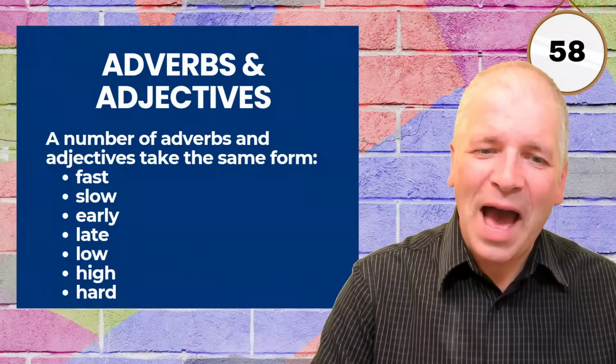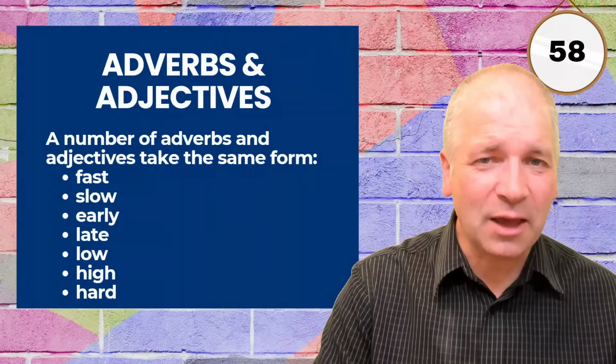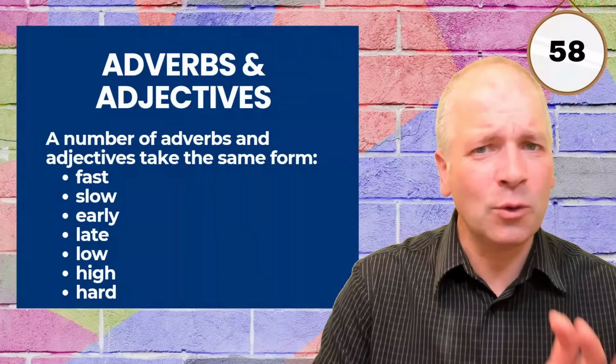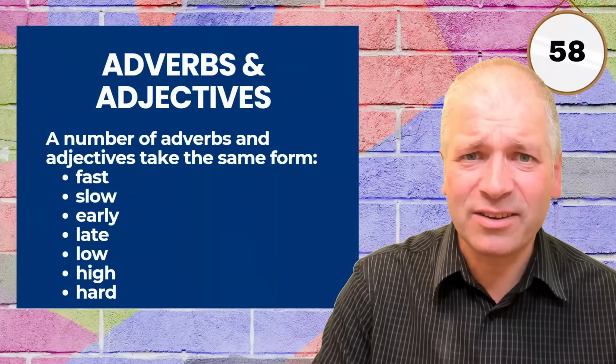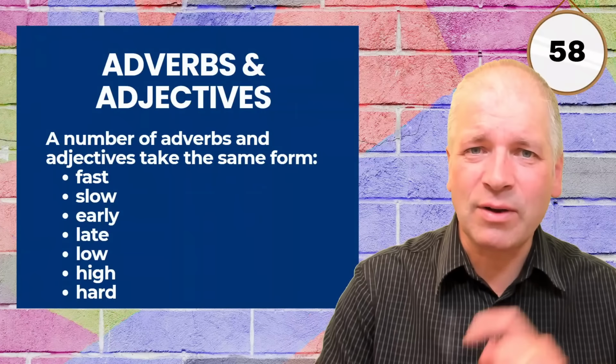A lot of adverbs and adjectives have exactly the same form. And don't get confused when you see them, because they could be an adverb or an adjective. You'll have to check the position in the sentence. Fast, slow, early, late, low, high and hard are examples of these.